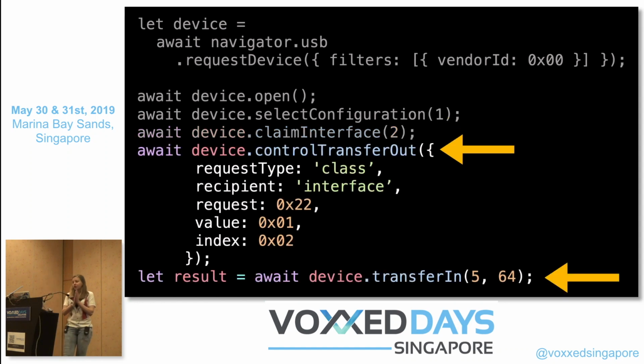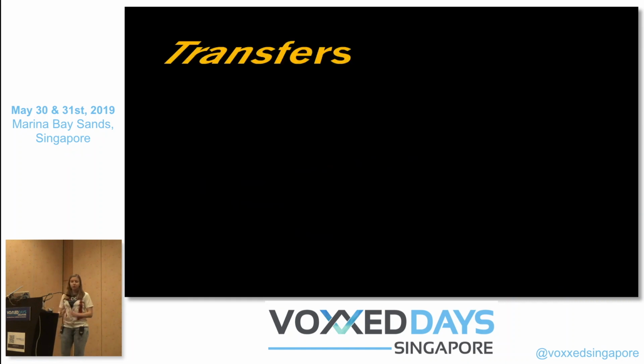And then we have the transfers. The transfers are how we communicate with the device. So we send data from our computer to the USB device, and we receive data from the USB device. There are 4 types of transfers. The first one is a control transfer. And this is how we configure the device to be able to communicate with it. So we set up the device and tell it what we're going to be doing.